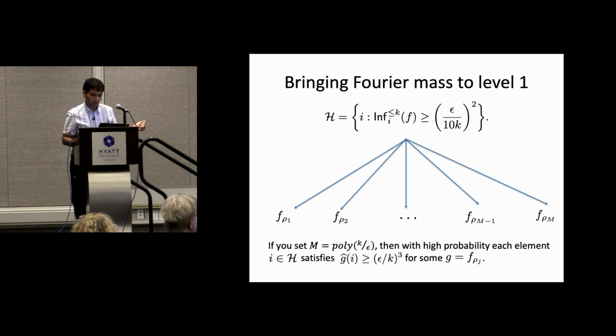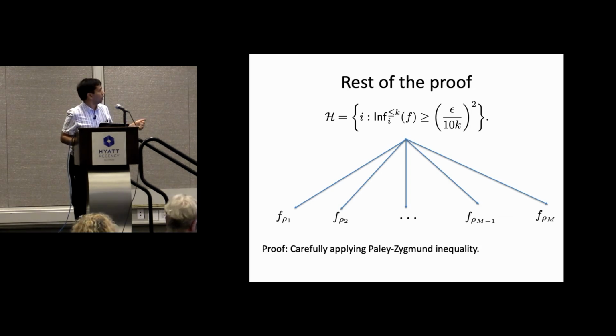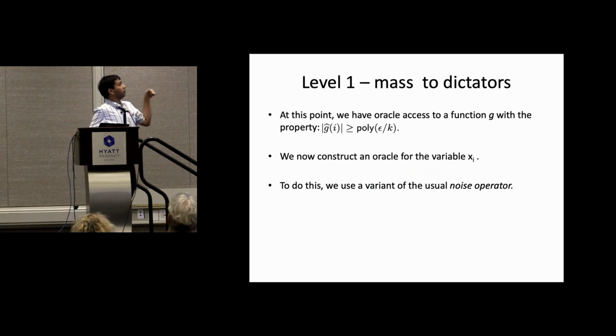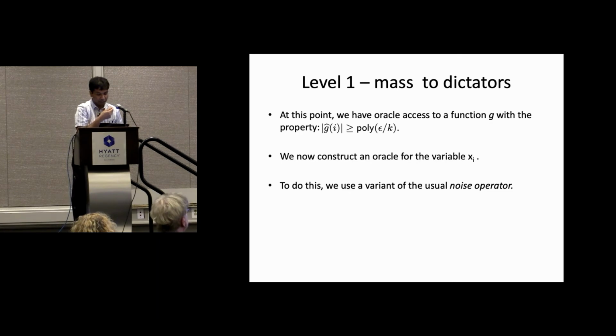The way you actually do this is an easy application of the Paley-Zygmund inequality and the definition of Fourier coefficient, so not very hard. At this point we have oracle access to a function g where the particular variable i I am interested in has decently large correlation with the function, say poly(epsilon/k). I'm calling this function g now. This is obtained after one random restriction.